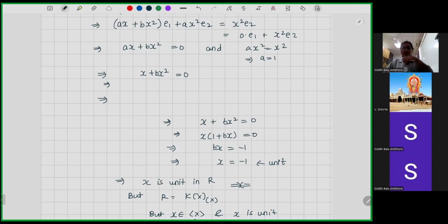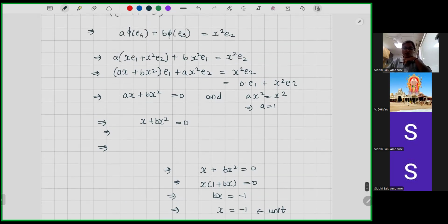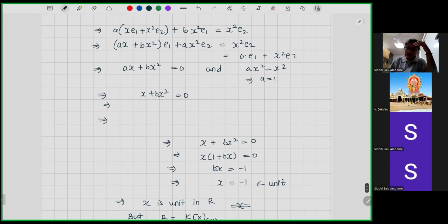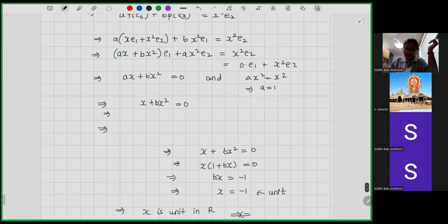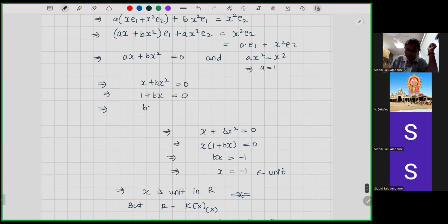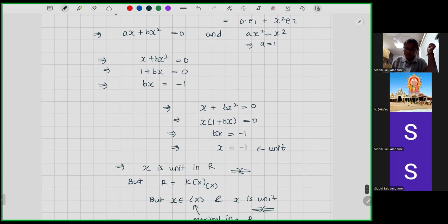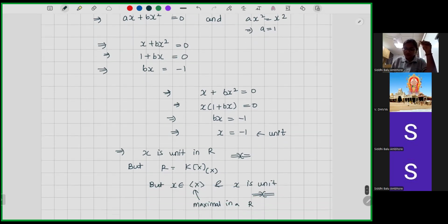Okay, so this was the error you are saying. While collecting, it should be bx square and ax square. I think that's what you were saying. Yeah. So let us check what contradiction we get in this case. Again, x we can cancel out and get 1 plus bx is equal to 0. So bx is equal to minus 1. Once I have bx equal to minus 1, this again implies that x is a unit.